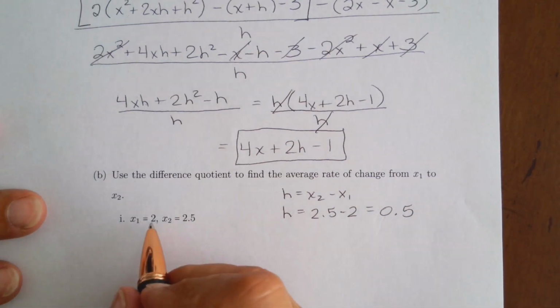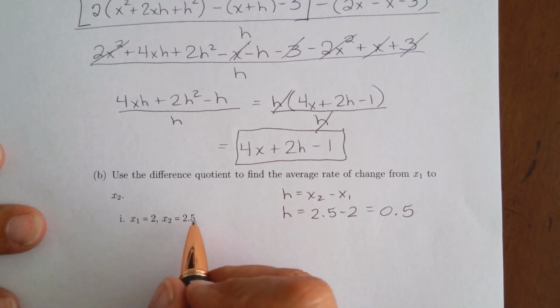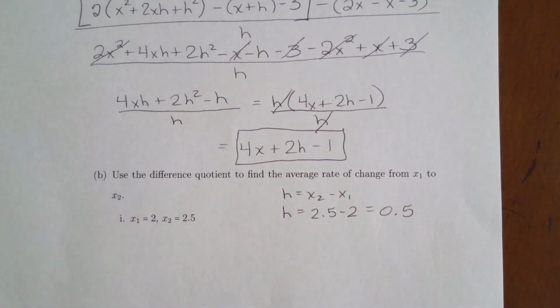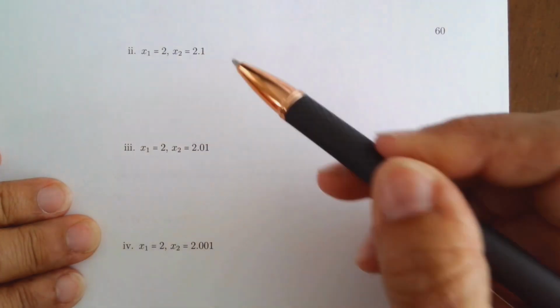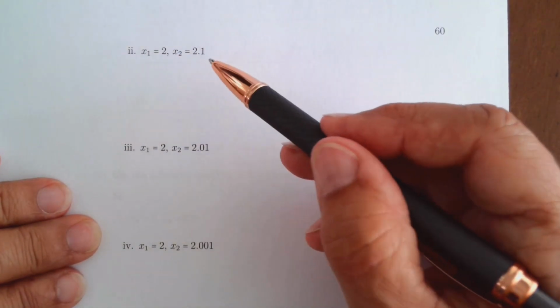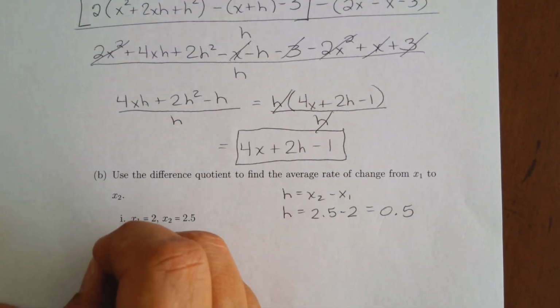Okay, and x is our first number, because we're starting here going to here. If you look at the next page, our starting value is always 2. So that's x. And then h would be the difference between those.